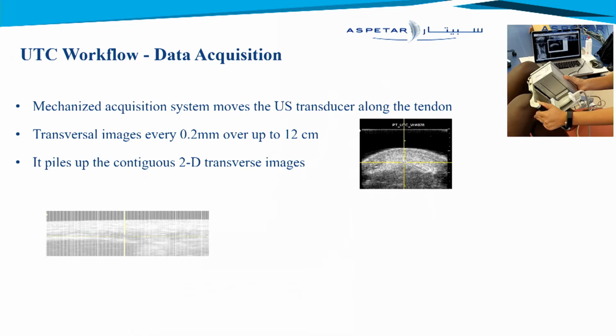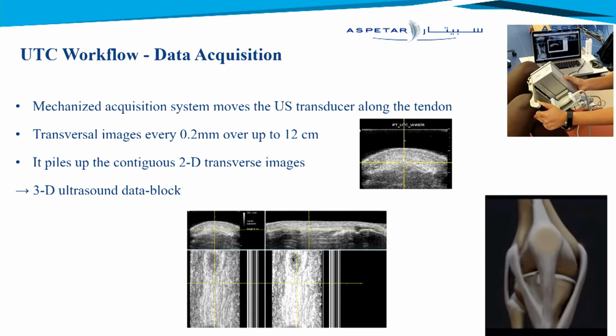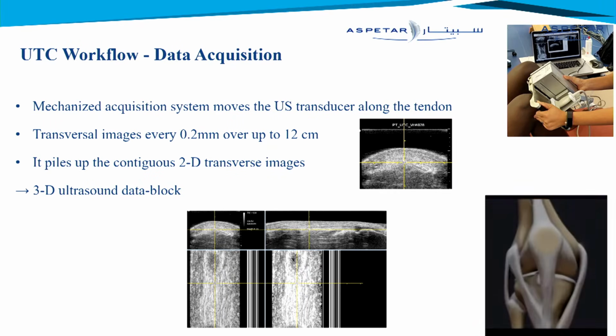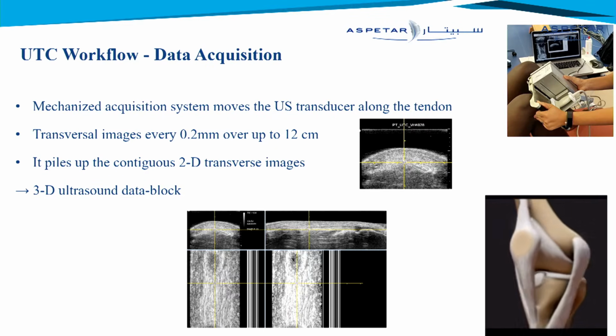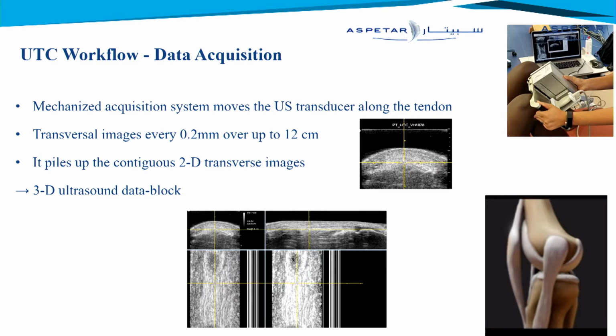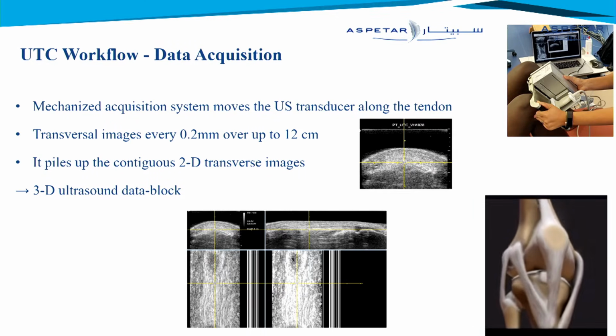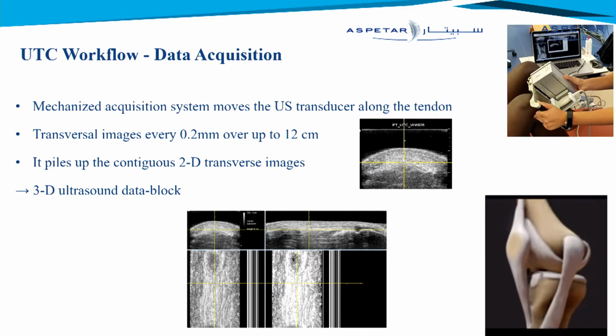So the system will pile up all these 600 images like this, and because of that, you are able to see the tendon three-dimensionally. It's almost like a tomography. So you can glide medial to lateral, you can glide anterior to posterior, and you can glide throughout the 600 images that are the real images acquired. So it builds up like a 3D block that you can explore around.